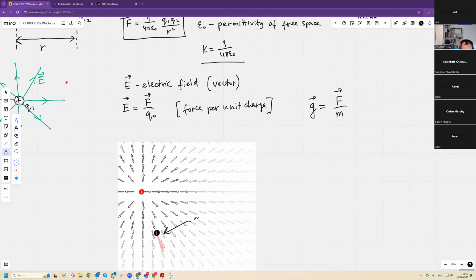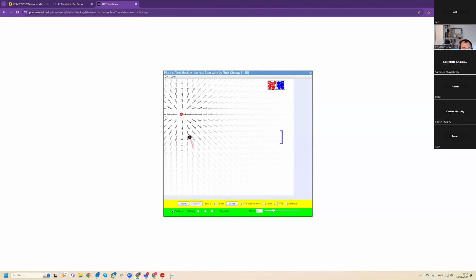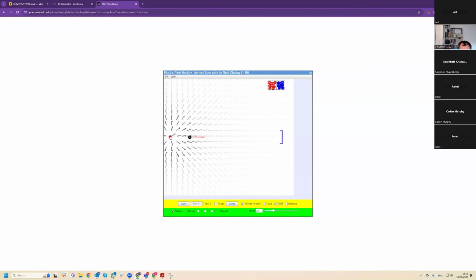A charged particle experiences a force, and these are the field lines. Of course, if you place it like this and press start, the charge will fly away. The task is to get it into the goal. That's not a very difficult task, but it gets progressively more difficult.